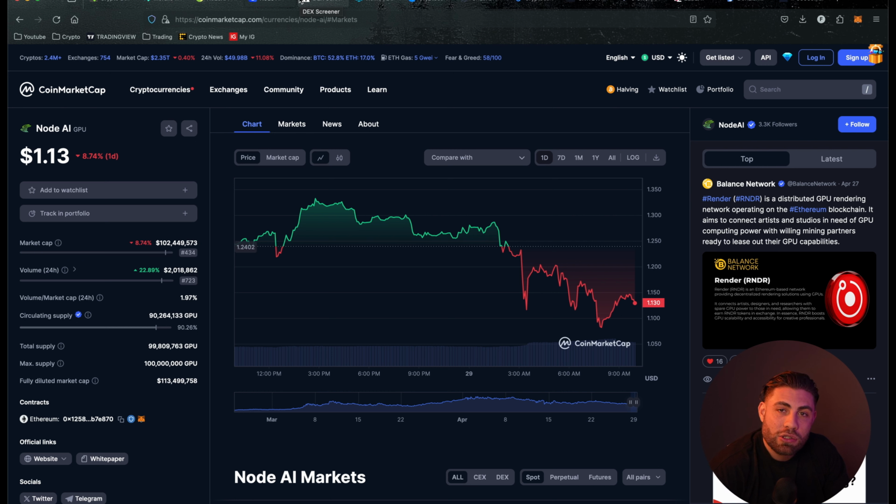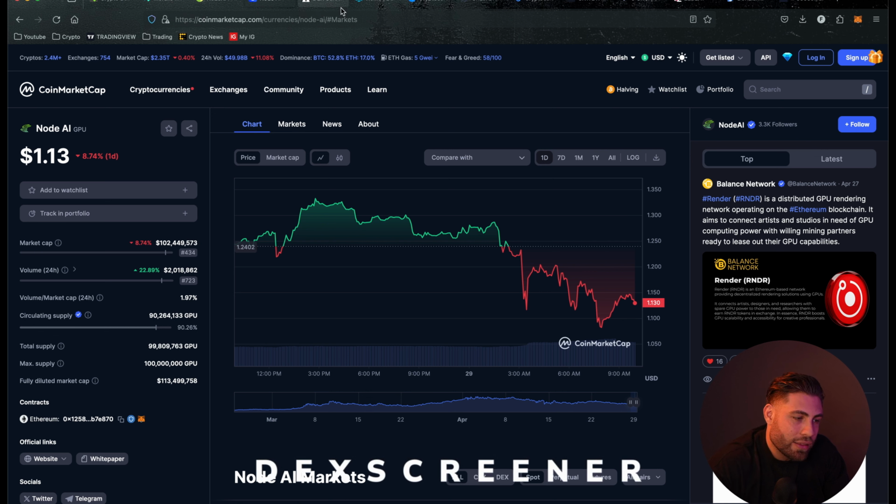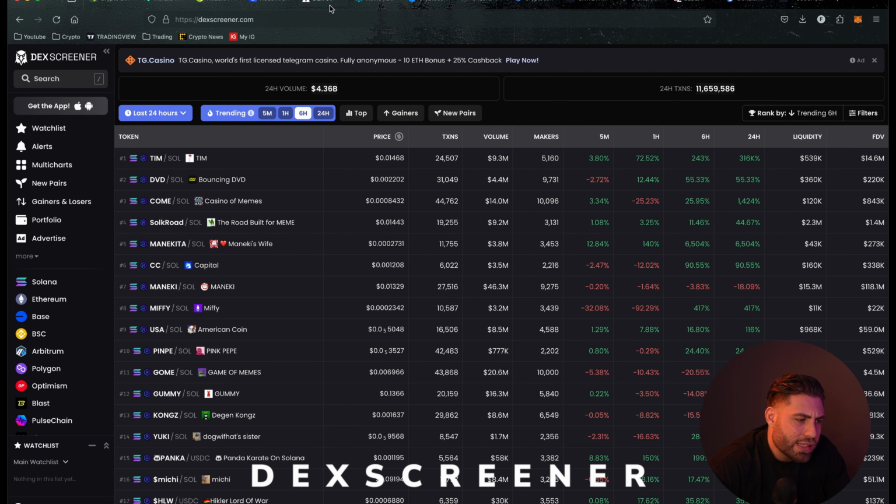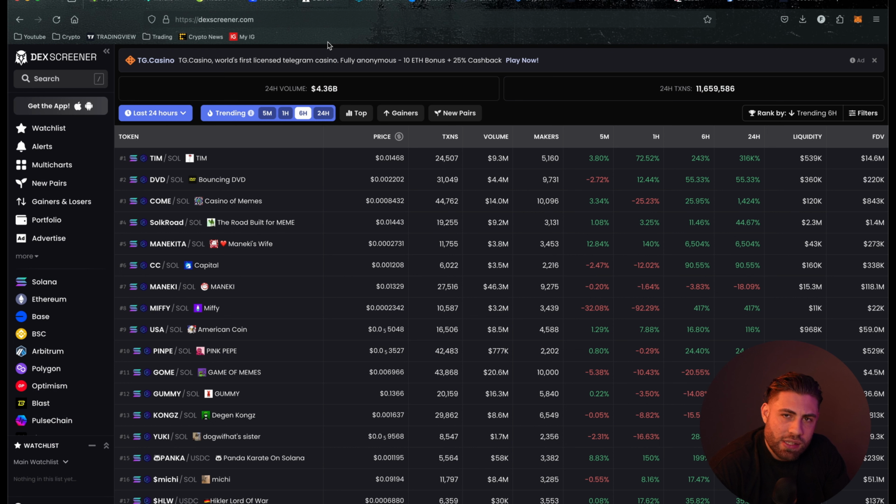In that scenario, the tools you need are DEX Screener and DEX Tools. Now, they are very similar in many ways. I prefer to use DEX Screener. However, I like DEX Tools on my phone. It's like comparing CoinGecko and CoinMarketCap.